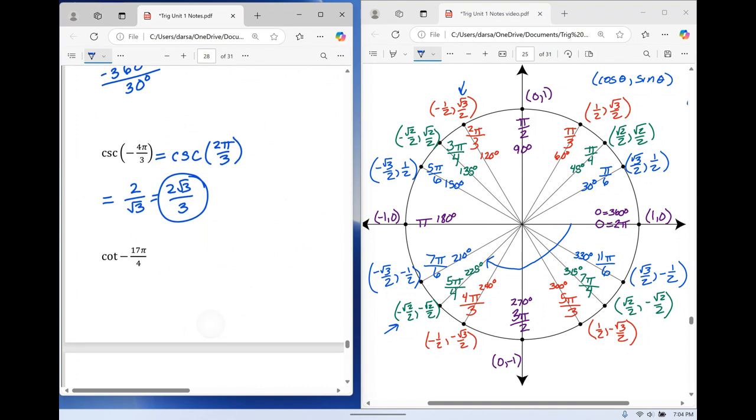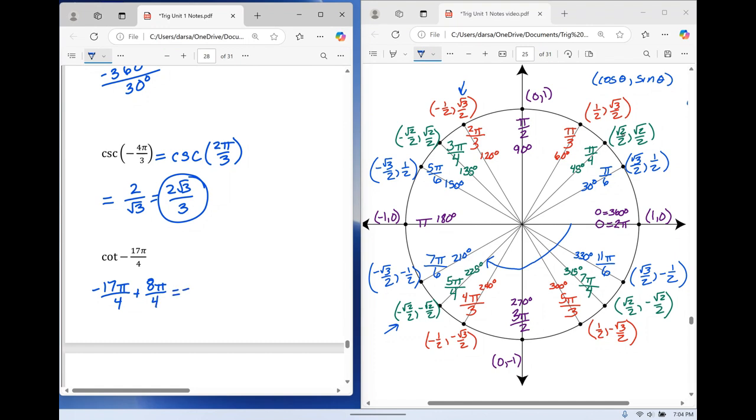Let's look at one more here. What about the cotangent of negative 17 pi over 4? Well, this one again is way bigger than 2 pi and it's in a negative direction. So what we're going to do is add 2 pi over and over and over again until we get an angle that is just positive and on the unit circle. Remember 2 pi with a denominator of 4. 2 times 4 is 8. So that's 8 pi over 4.